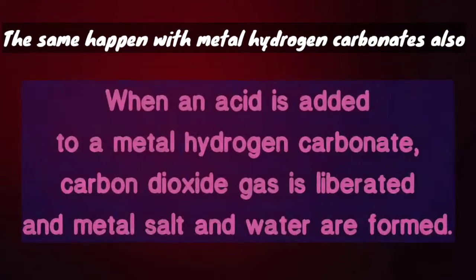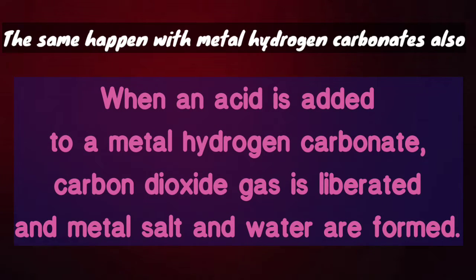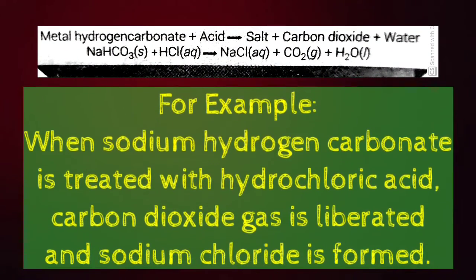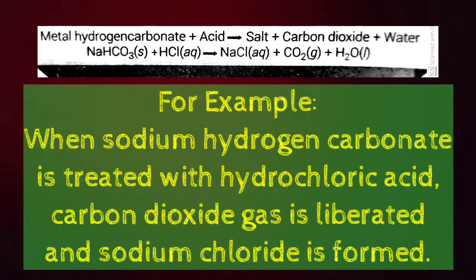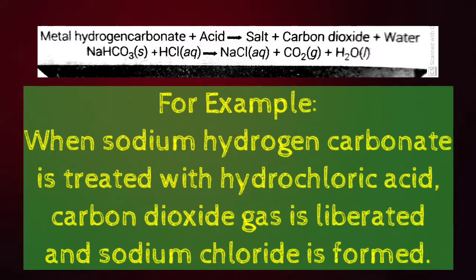And guys, not only with metal carbonates, with hydrogen carbonates also, these acids produce the same, meaning salt, carbon dioxide and water. Let's take the example of sodium hydrogen carbonate. So NaHCO3 plus HCl will result in the formation of the salt NaCl plus CO2 and H2O.